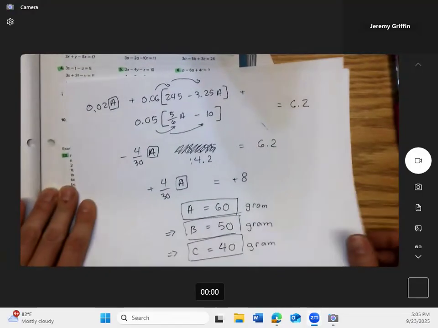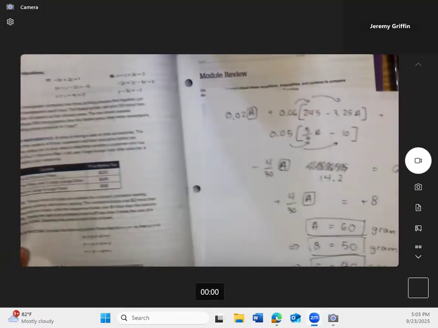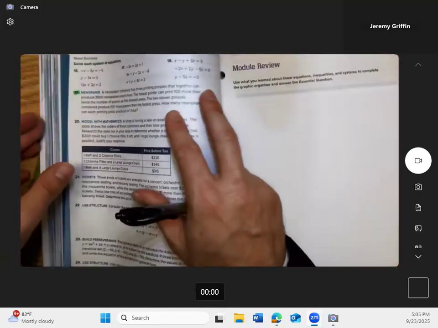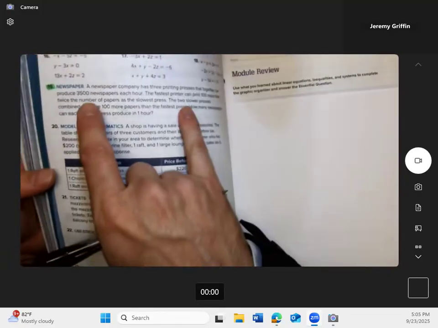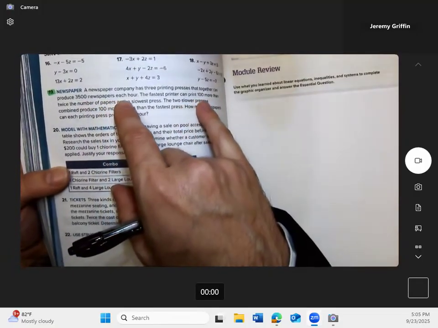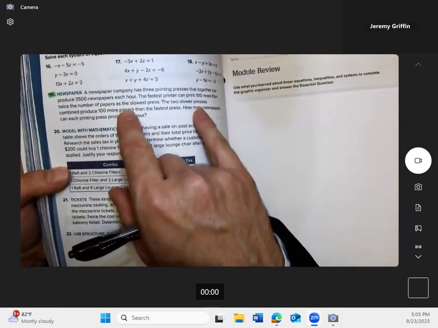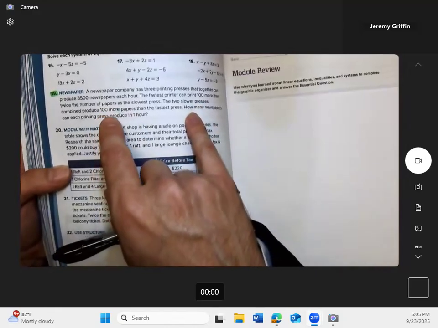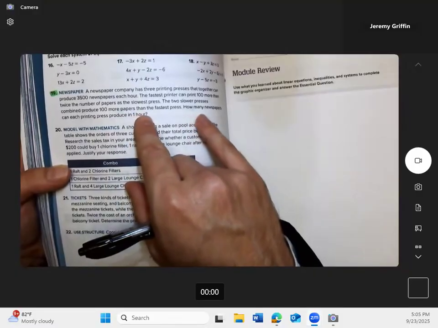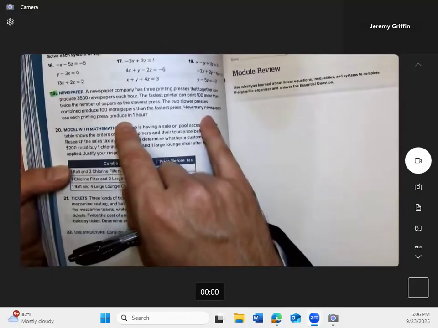So that looks good. Now let's do one more of these that got marked. Newspaper. A newspaper company has three printing presses that together can produce 3,500 papers each hour. The fastest printer can print 100 more than twice the number of papers of the slowest press. The two slower presses combined produce 100 more papers than the fastest press. How many newspapers can each printing press produce in an hour?